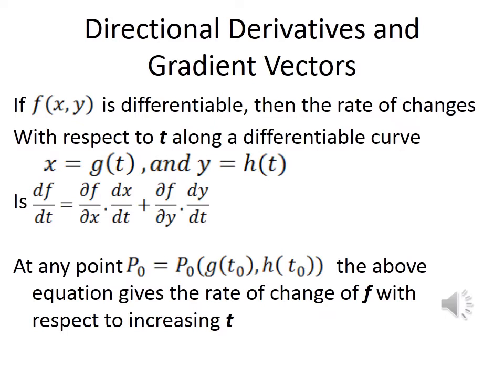Our lecture today is about the directional derivative and gradient vectors. Suppose we have a differentiable function f(x,y). We know that we can compute the rate of change with respect to t along the differentiable curve, where x is given by g(t) and y is given by h(t). The rate of change, as we know, is given by df/dt equals partial f partial x dx/dt plus partial f partial y dy/dt. At any initial point p naught, if we substitute in the above function, we get the rate of change of f with respect to increasing t.